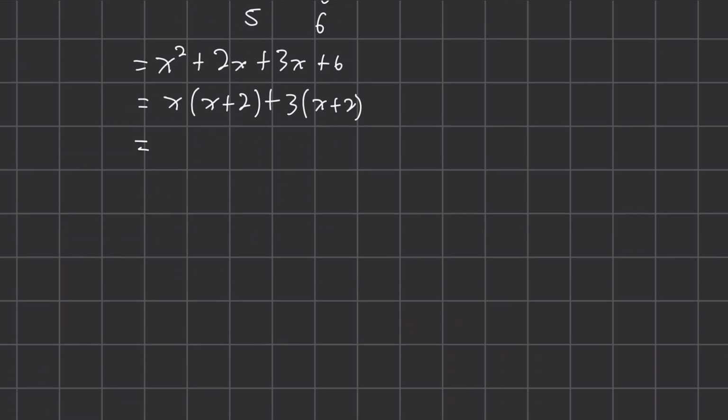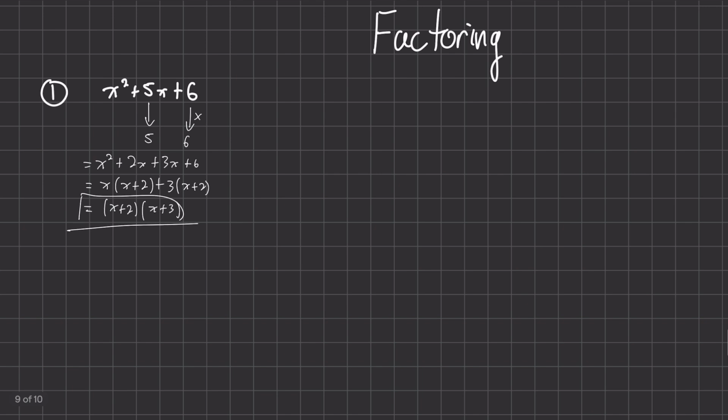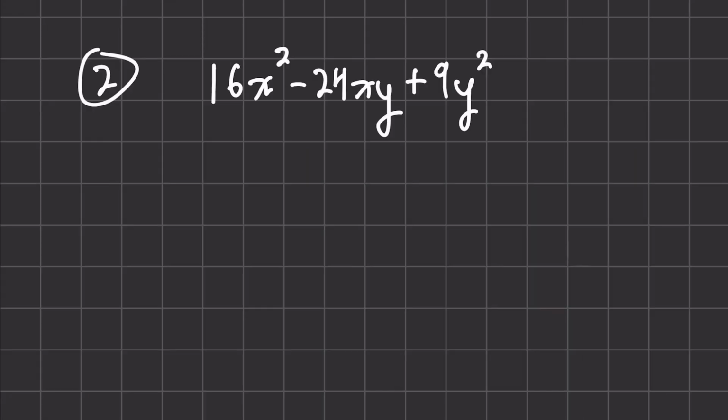And now we have a common factor, which is x plus 2. So we just factor out x plus 2. And we're left with x plus 3. And that would be our full solution. Okay, here is the second problem. Go ahead, pause the video, and try this for yourself.